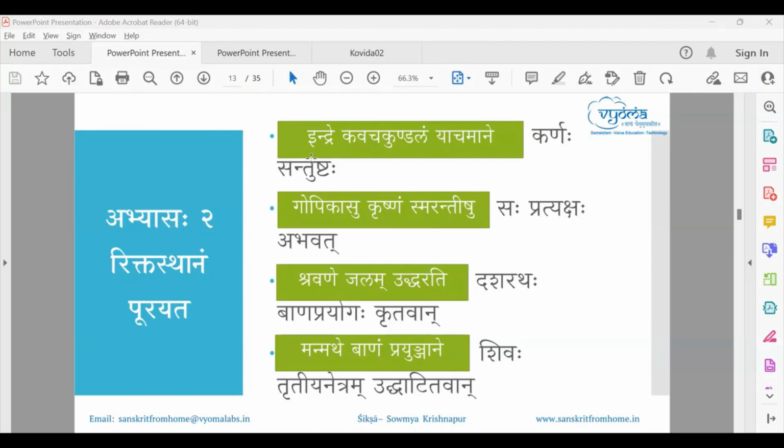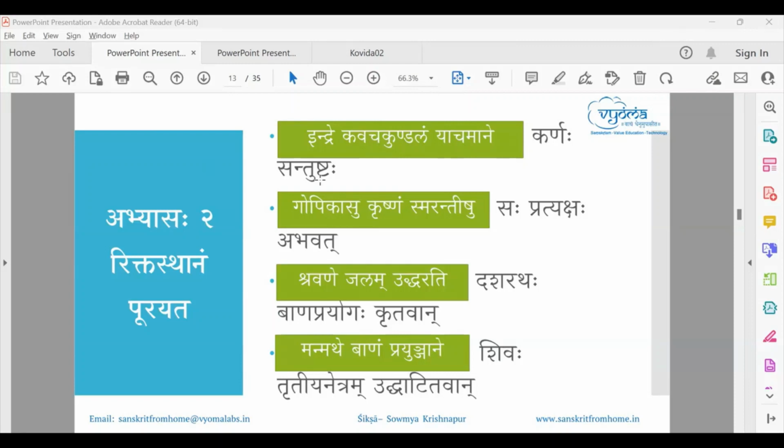Gopika, if you have to convert this into the Prathama Vibhakti, how will you do it? Indraha. Kimacharya? Indraha Kavacha Kundalam. That is in Dvitiya Vibhakti, that will not change. Indraha Kavacha Kundalam Yachamanaha Asi Karnaha Santushtaha. Indraha Kavacha Kundalam Yachamanaha Asi Karnaha Sada Karnaha Santushtaha.